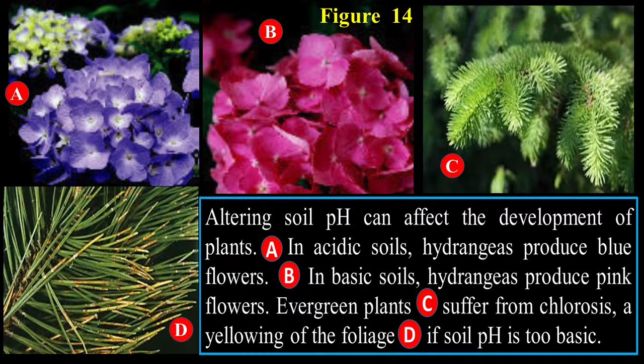Figure 14 has 3 pictures, all of plants. Altering soil pH can affect the development of plants. A, in acidic soils, hydrangeas produce blue flowers. In basic soils, hydrangeas produce pink flowers. Evergreen plants, C, suffer from chlorosis, a yellowing of foliage, D, if the soil is too basic.